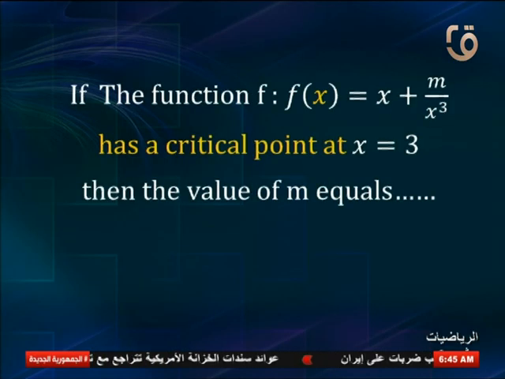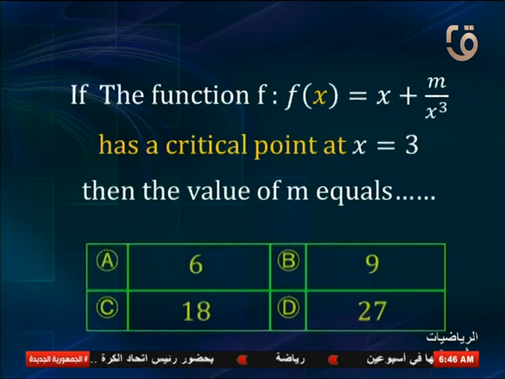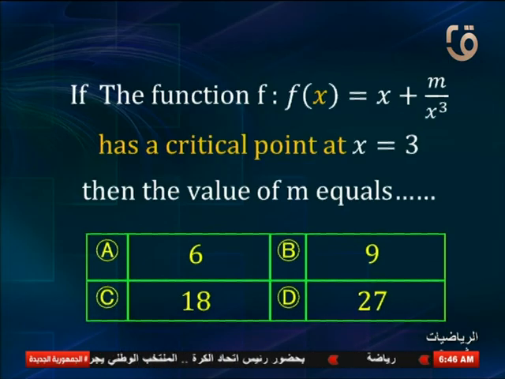Now we translate to another example. This example is very important. The function f(x) = x + m/x³ has a critical point at x = 3. Then the value of m equals what? Choose the correct answer: A, 6; B, 9; C, 18; D, 27.